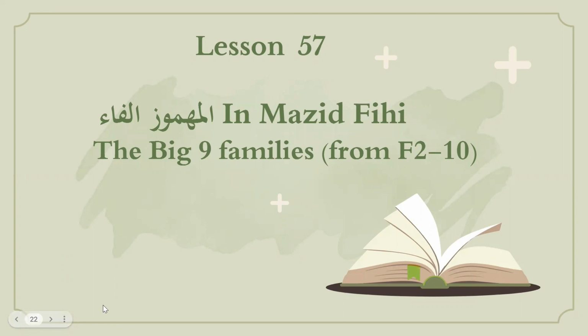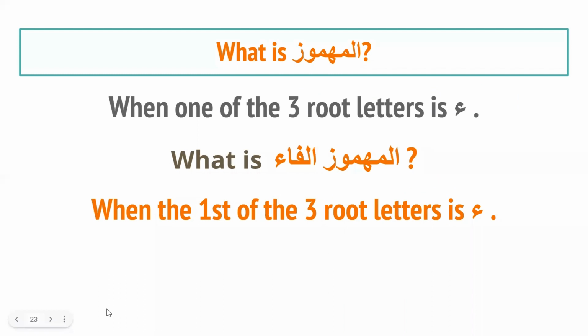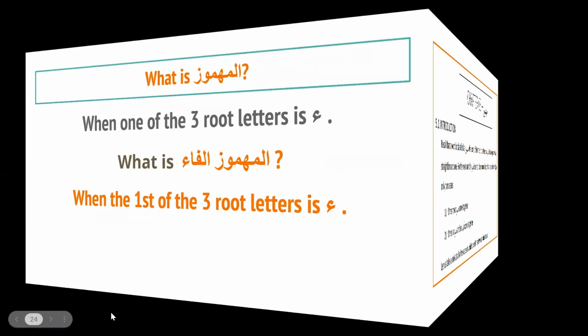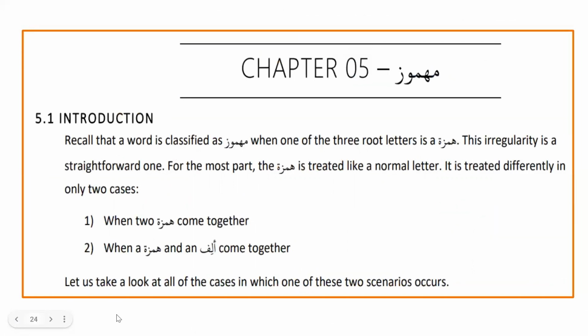But before we go to this topic, Mahmoozul fa in Mazid Fihi, let's revise some points from the last lesson, lesson 56, in which we did Mahmoozul fa in Sulasi Mujarrad. So as you know, we call a word Mahmouz when one of the 3 root letters is a Hamza, and when this Hamza is the first root letter, then it is Mahmoozul fa.